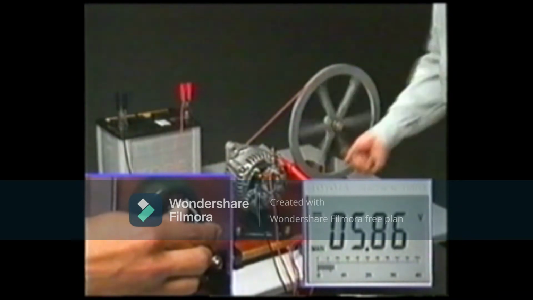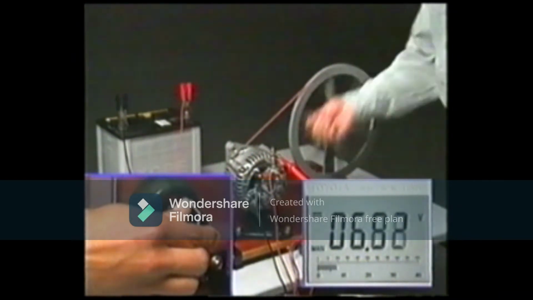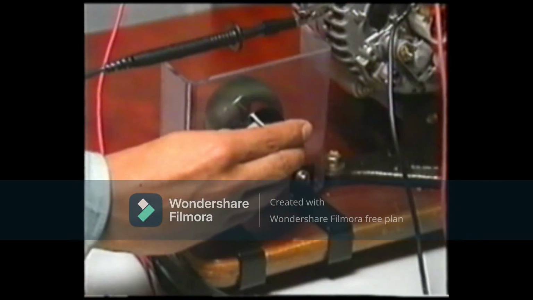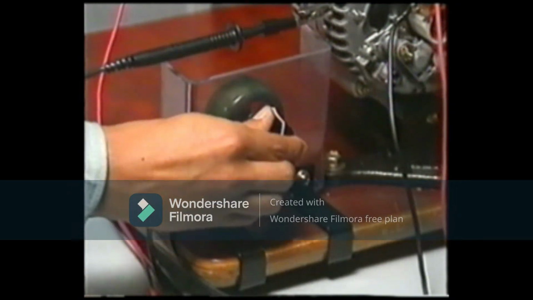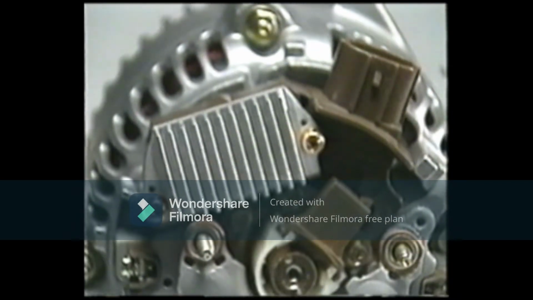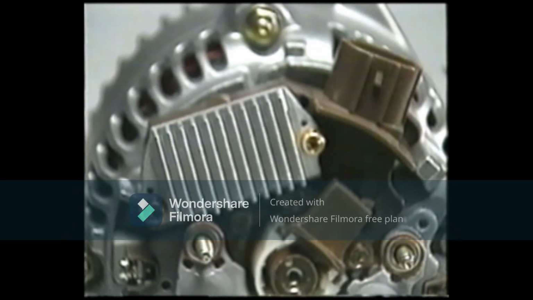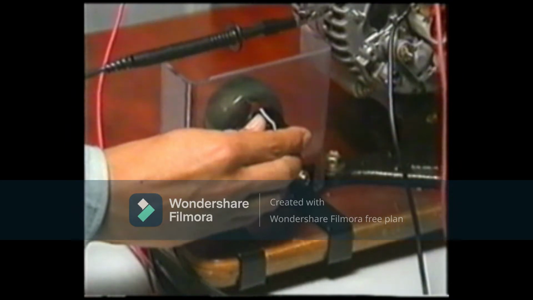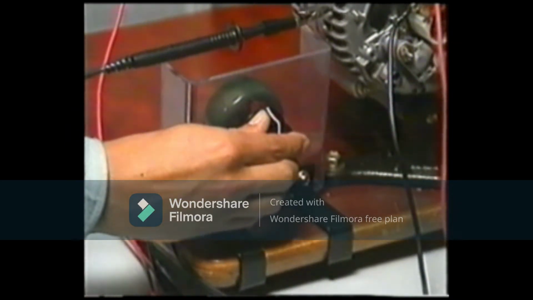As you can see, this time the generated voltage did not increase. In short, the regulator functions like a variable resistor. The regulator controls the current in the rotor coil according to the engine speed, thereby maintaining the alternator output voltage within a predetermined range.